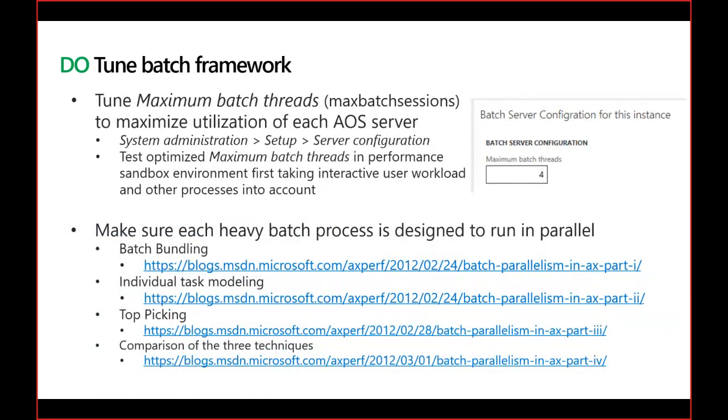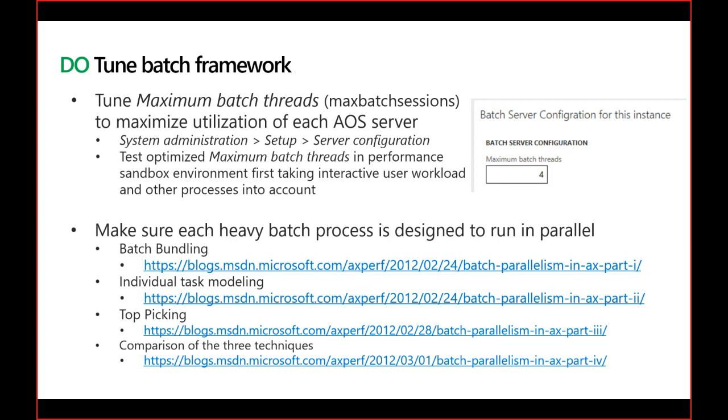The last thing about tuning the batch framework is a setting which you can find under system administration, setup, and server configuration, which is the maximum batch threads. Out of the box, you have several AOSs in your production environment, but each AOS is normally meant to serve both the batch workload and the interactive user workload.